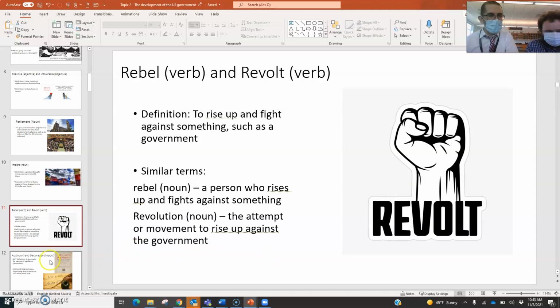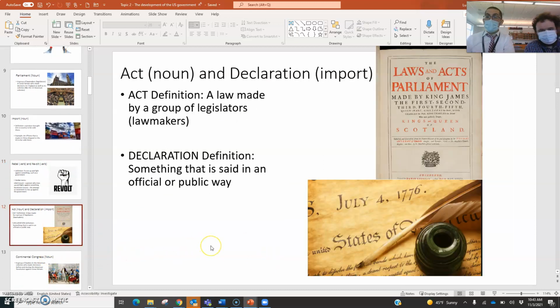All right. We have act and declaration. During this time period, there are going to be many acts passed for the American colonists, and many declarations issued. An act is a law made by a group of legislators, a group of lawmakers. And a declaration is something that is said in an official way. So maybe if the Americans want to become an independent country, they might need to declare their independence. Sounds like they might need to issue a declaration or something.